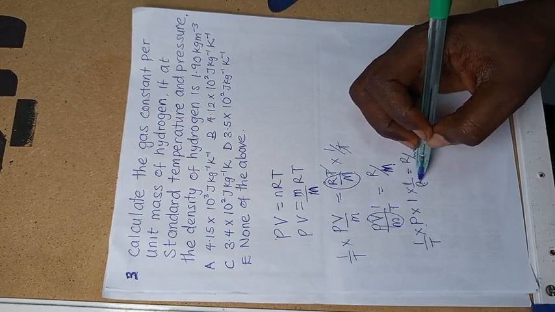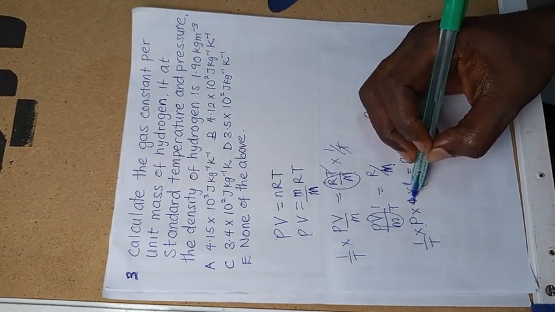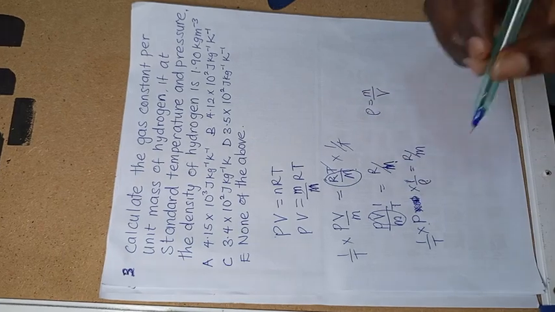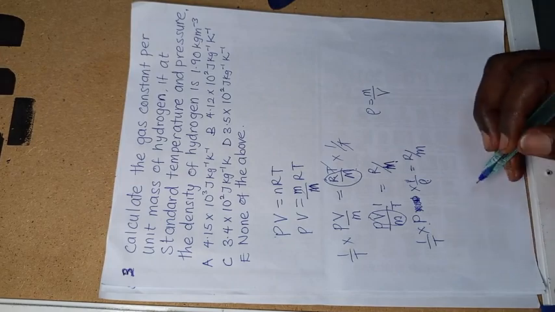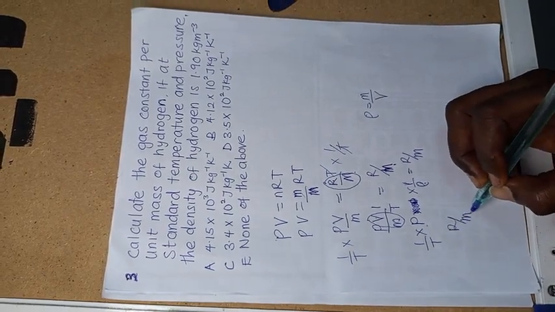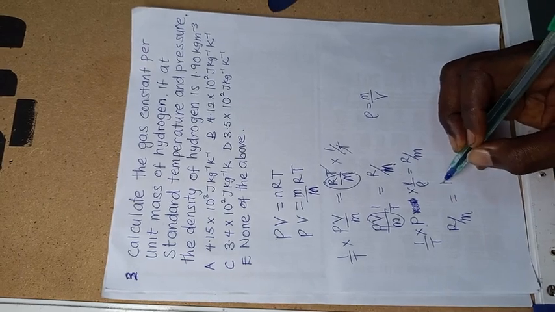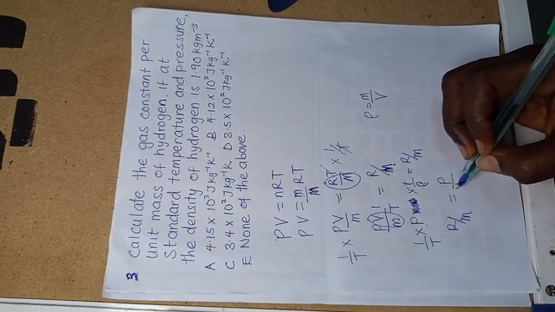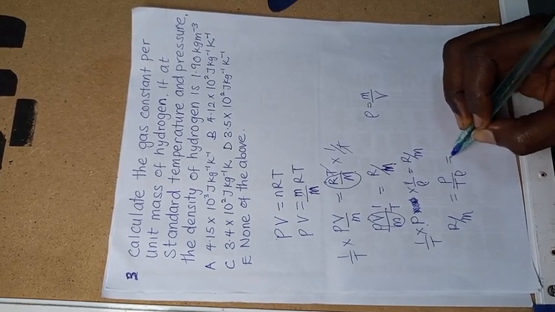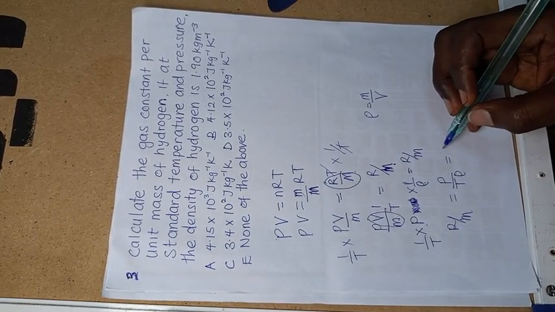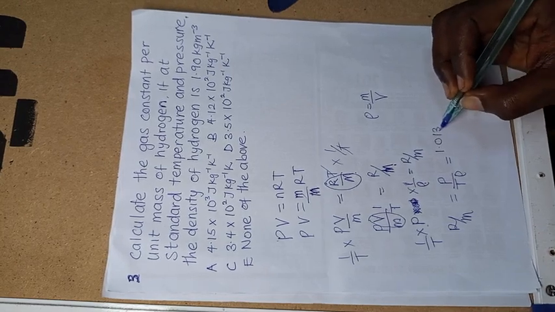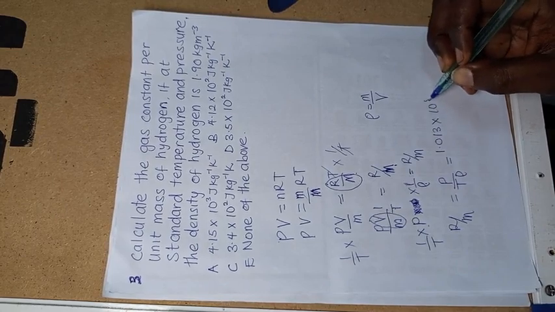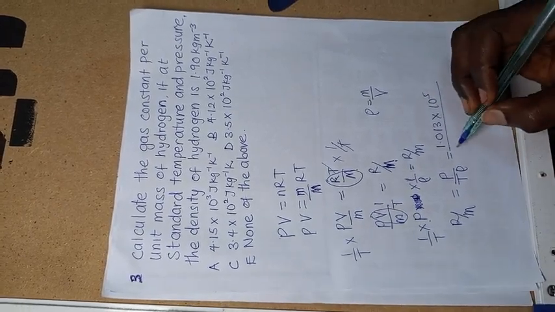Inverse of density. We don't even need this one again. Don't need this one. So now, having done that, what I want to do now is what? It will now become R over M equal to pressure over temperature times density. So what is pressure now? Pressure at STP is 1.013 times 10 power 5.